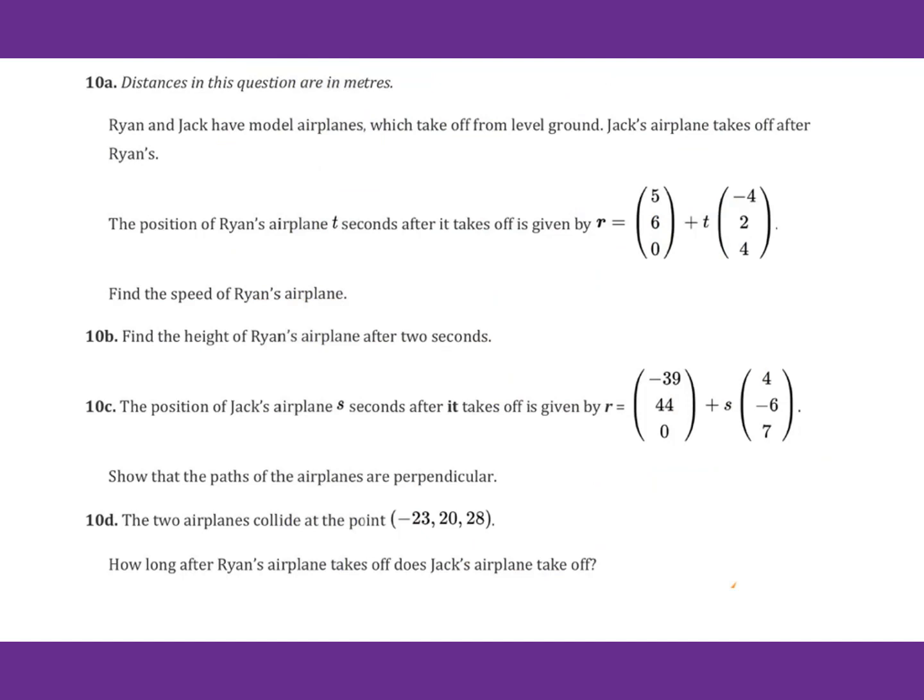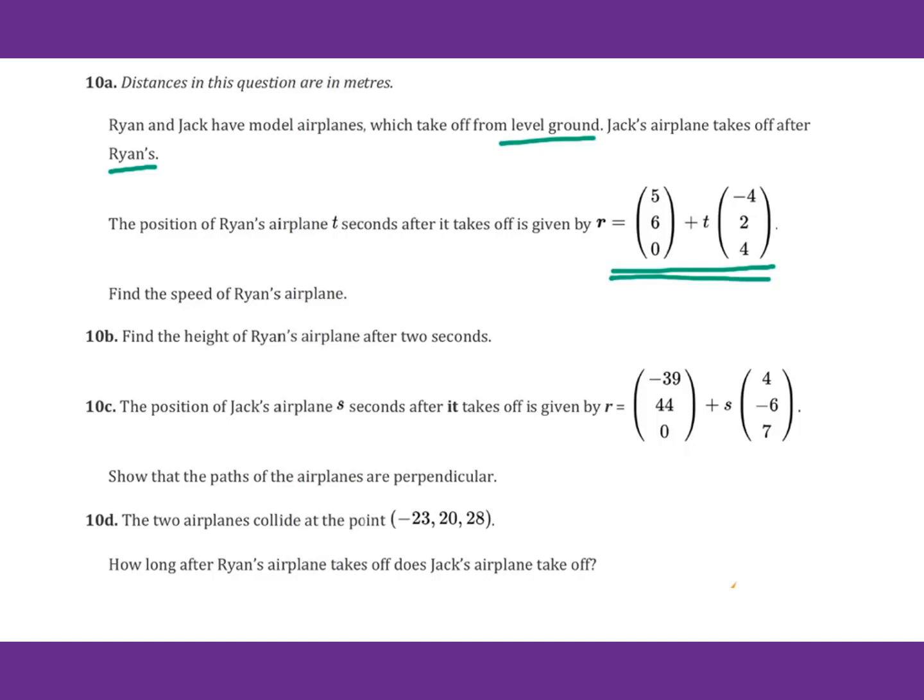Now let's go to 10a. Distances in this question are in meters. Ryan and Jack have model airplanes which take off from level ground. Jack's airplane takes off after Ryan's. The position of Ryan's airplane t seconds after it takes off is given by this equation. Find the speed of Ryan's airplane.